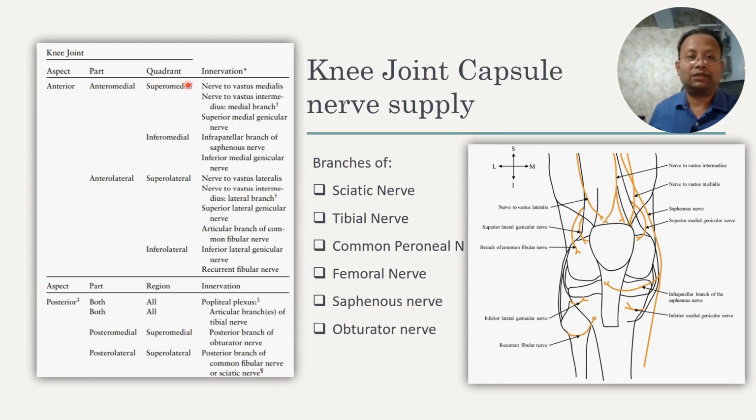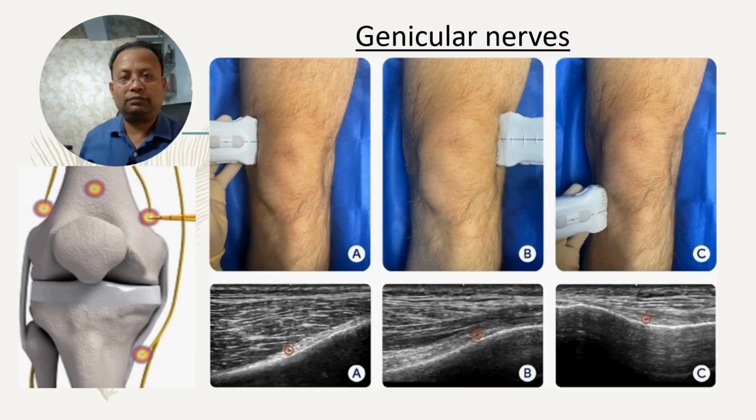So you can see these are the branches. If we think separately, different genicular nerves, then superomedial, inferomedial, superolateral, inferolateral, we can separate by quadrants, and we will get different genicular nerves. And posteriorly also there are multiple genicular nerves. Today, as we are talking about the lateral side of the knee and the posterior side of the knee, among these genicular nerves we will see the superolateral and inferolateral genicular nerves.